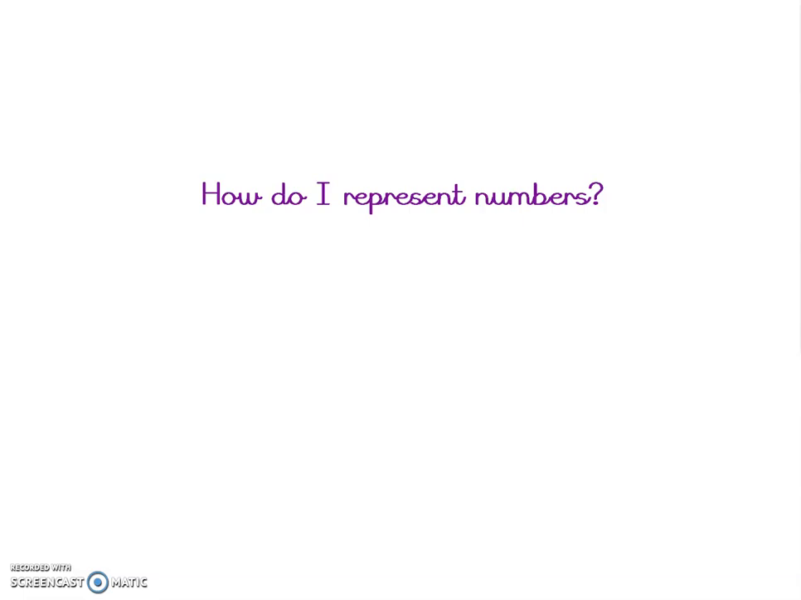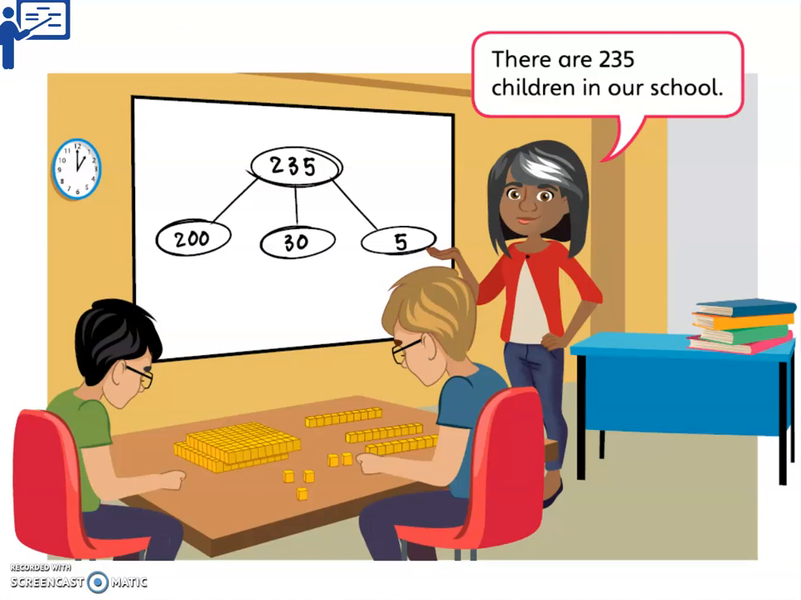This is our second lesson looking at place value for Year 3, and in this lesson we're going to try and answer the question, how do I represent numbers? So we're going to be looking at different ways that we can show exactly the same number. Now if we take a look at this first image, we have the teacher explaining that there's 235 children in our school, and we've got 3 different ways that this number has been represented.